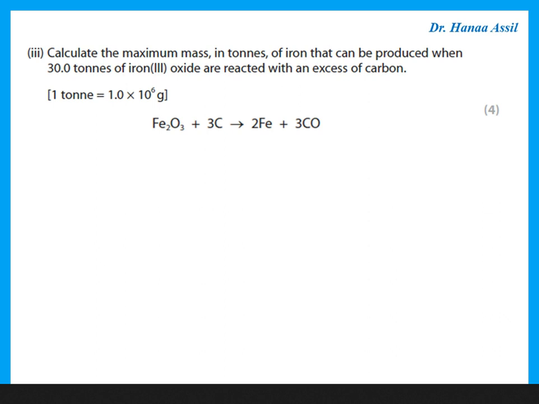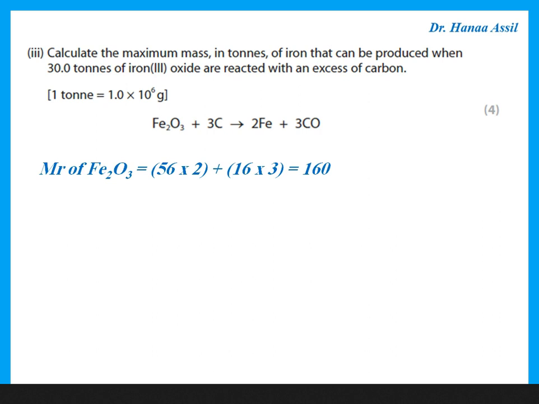So what's the first thing we should do? He gives me information about iron 3 oxide. I should get the number of moles of the iron 3 oxide, so I need the MR of the iron 3 oxide. Of course, we know how to get MR. MR is the atomic mass times how many? So atomic mass of iron times 2 plus atomic mass of oxygen times 3. So MR of Fe2O3 is 160.